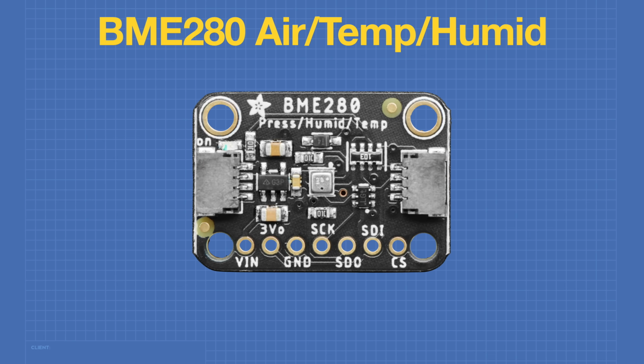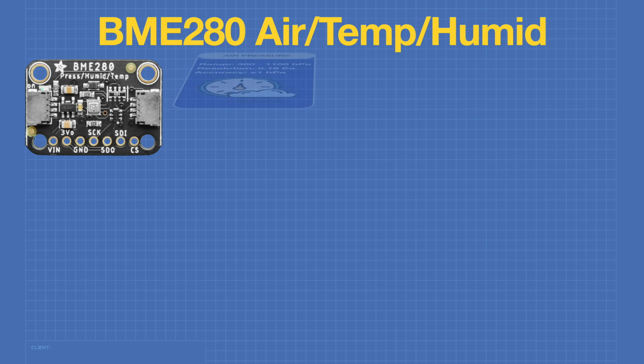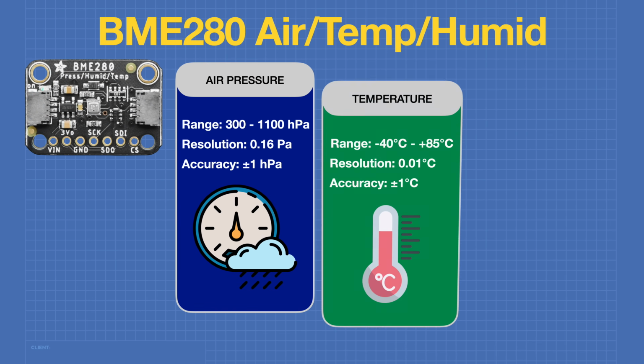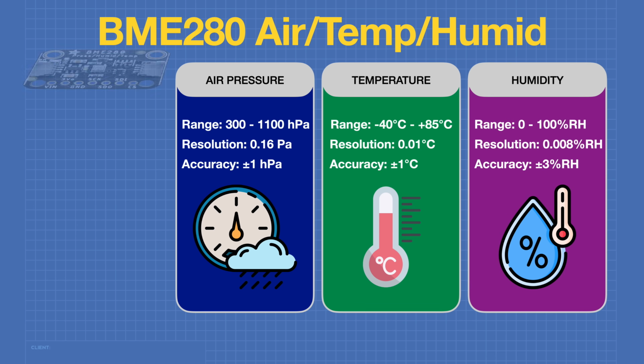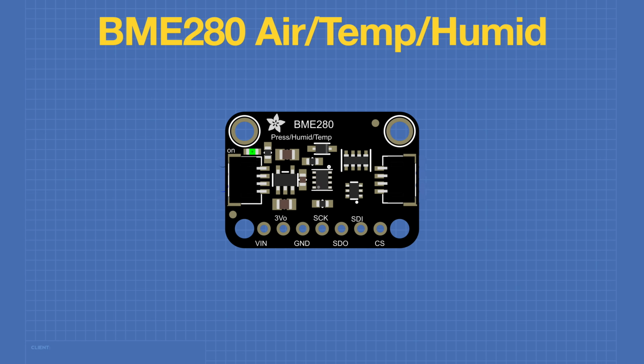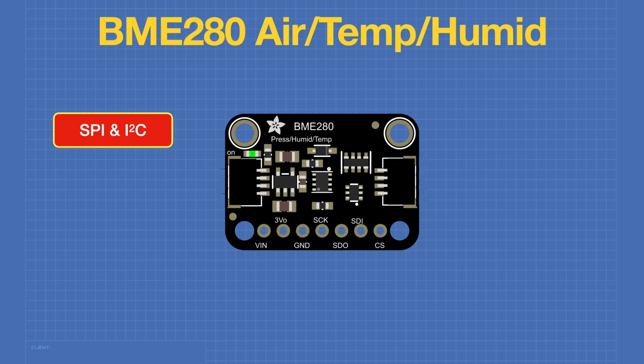The BME280 is a very popular sensor. It's capable of sensing air pressure, temperature, and humidity. And for all three, it has a relatively good degree of accuracy. This module can be connected using either SPI or I2C. For easy I2C connections, the module has two quick connectors. It also has pins on the side, and they are as follows.